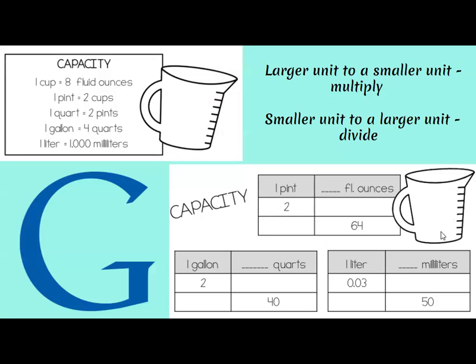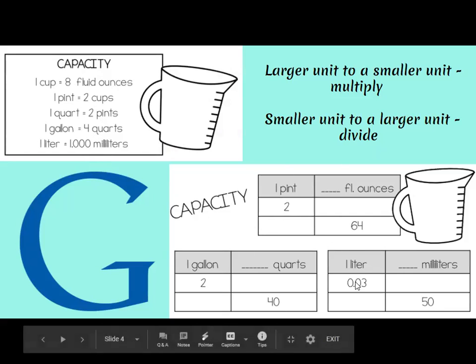Okay, so like I said before, if we're going from a larger unit to a smaller unit, we're going to use multiplication to help us figure out our new measurement. And if we go from a smaller unit to a larger unit, we are going to divide. So we have some measurements over here that are pretty common measurements that we usually use, and we can use that information to help us complete this chart.